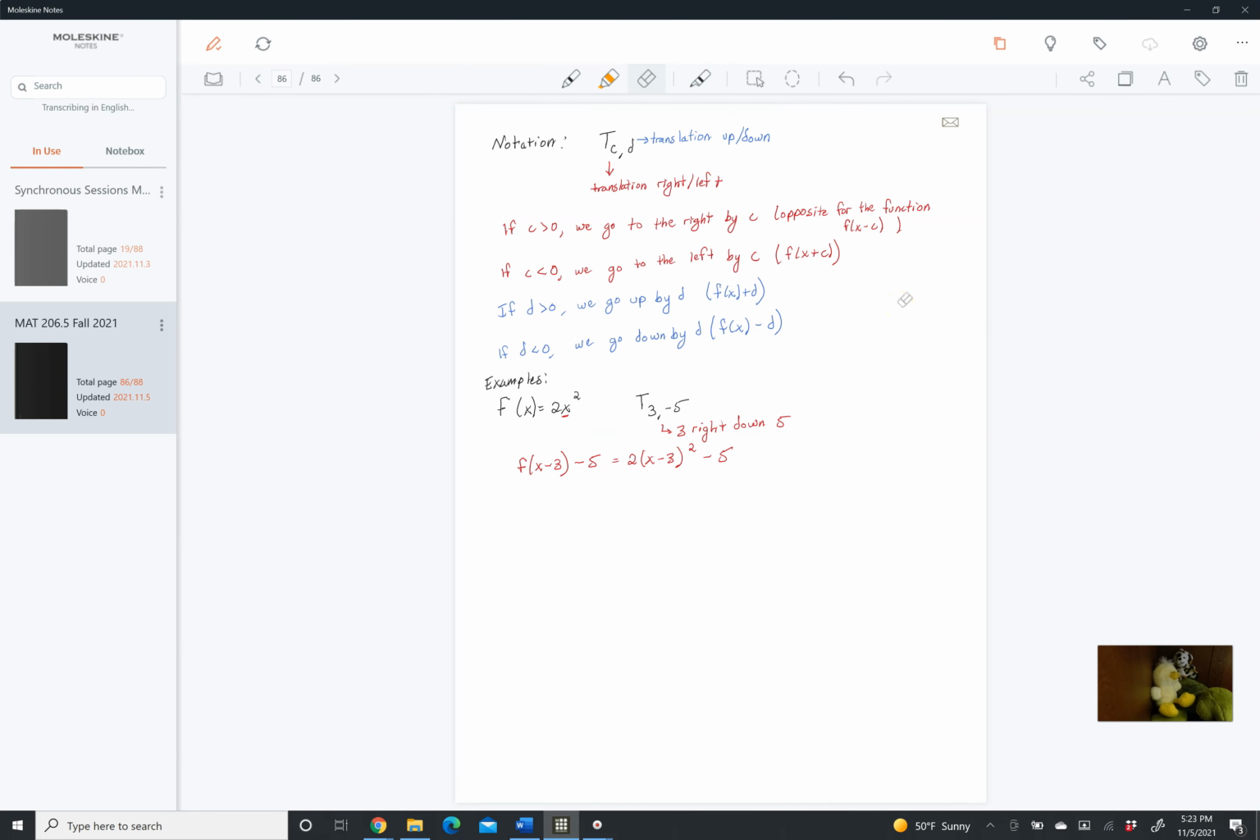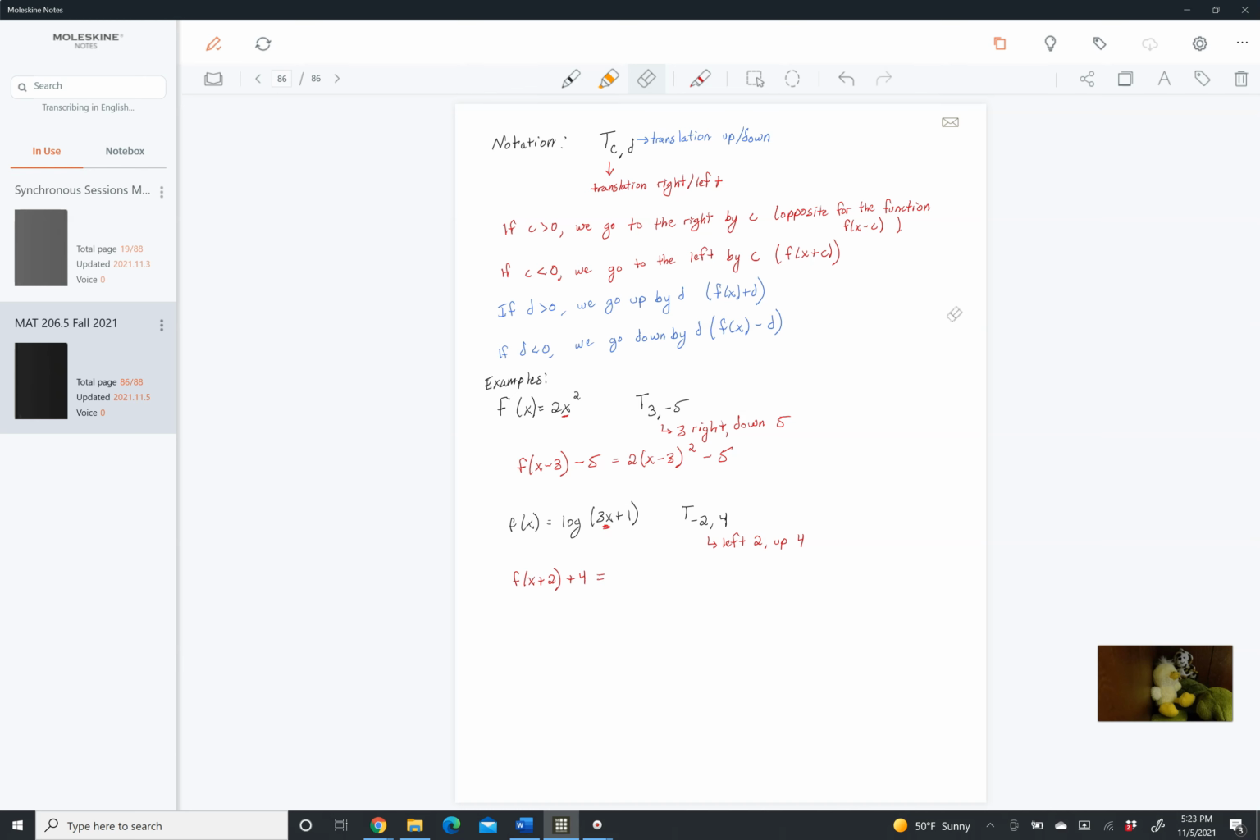Let's say that we have f of x equals log of 3x plus 1. And this time we're translating negative 2, 4. So what does this mean? A negative 2 tells us we go to the left. And a positive 4 means we go up. Okay, so to the left means our x gets replaced with an x plus 2. And we just add on a 4 to the end.